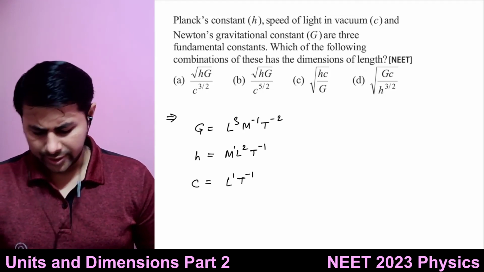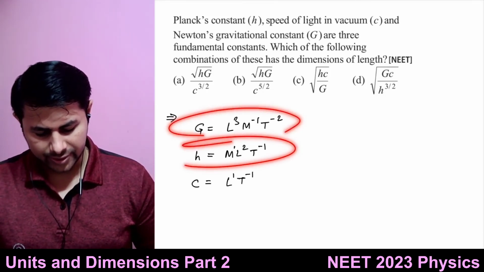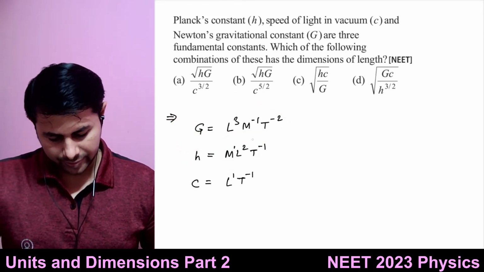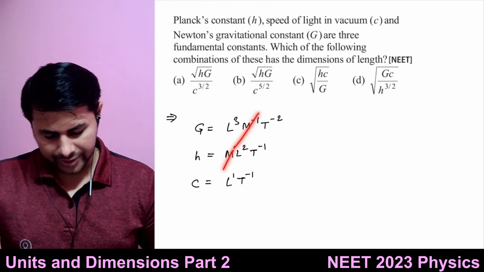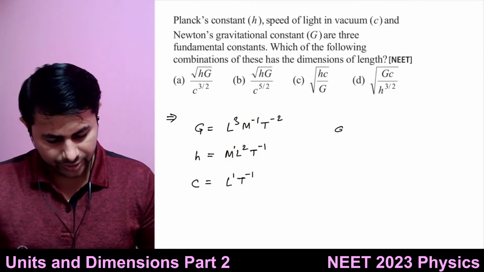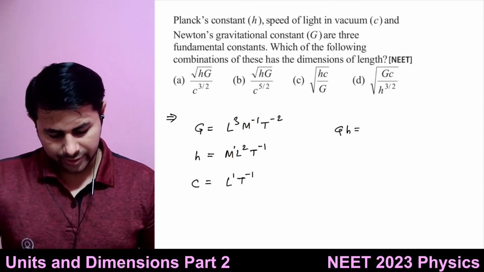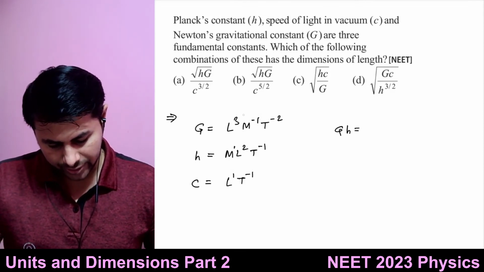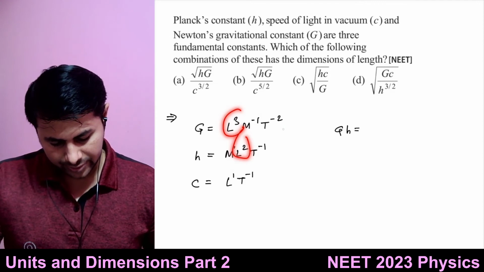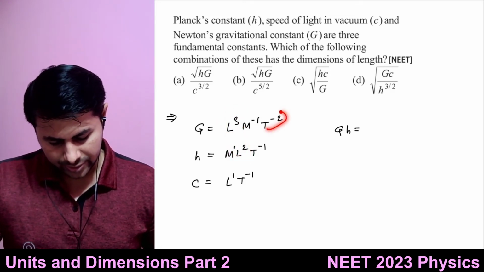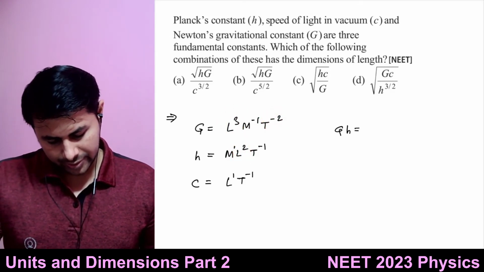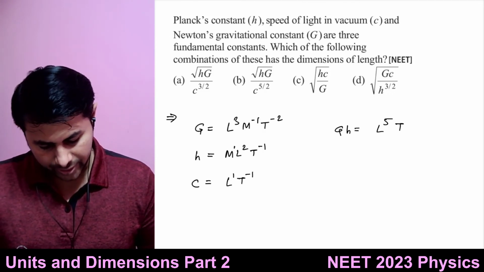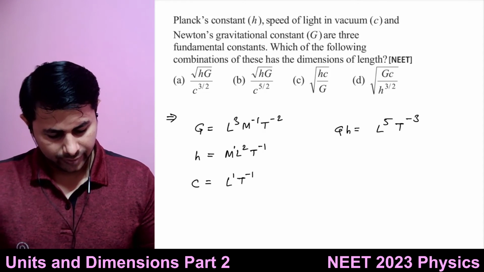Yes. So again, if we multiply this with this, what do we get? G multiplied by H. So this thing, M, gets cancelled out. We don't want it. So G times H is equal to, what is that? We have done that in the last problem also. It is L to the power 5, t to the power minus 3.